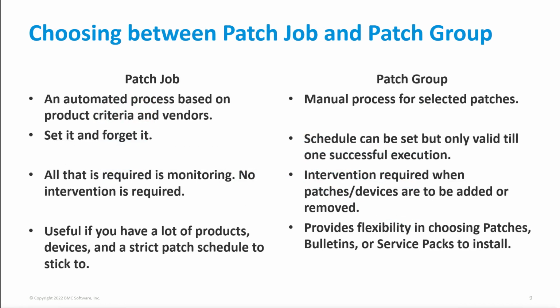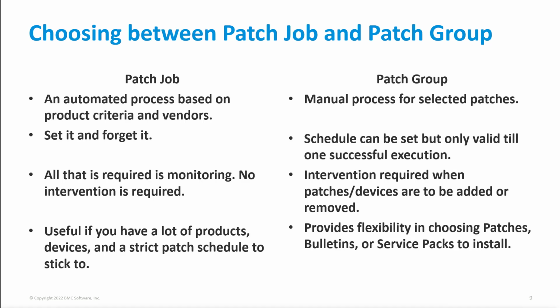Now that we have seen how patch inventory collection is done, we are ready to move on to another important aspect of patch management: two mechanisms of patch distribution, patch jobs and patch groups. Patch job is an automated process based on product criteria and vendors. Patch group, on the other hand, is a manual process for chosen patches. Now, the scheduler in patch job allows you to set time frames, and it will automatically patch the devices that meet those criteria. This saves both time and effort.